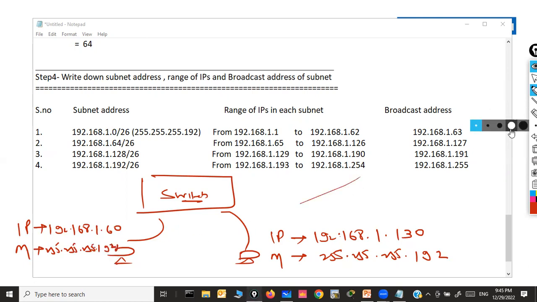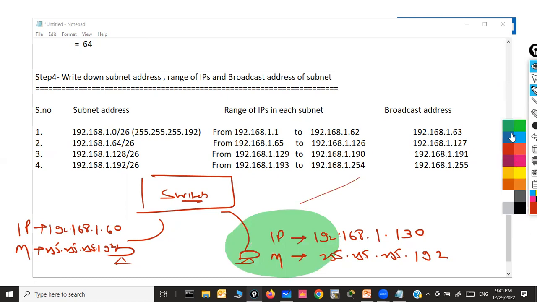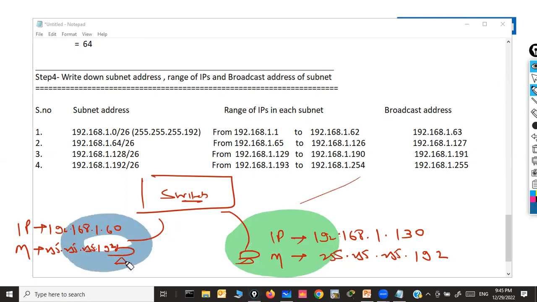Now what will happen? Both computers will not communicate with each other. This computer is in a different subnet, and this machine is in a completely different subnet, right? So basically there are two subnets, two different networks, and they will not talk to each other. Even though they both are from the same class C, the network bits are not the same.